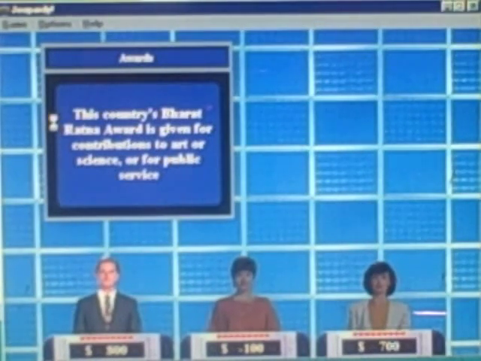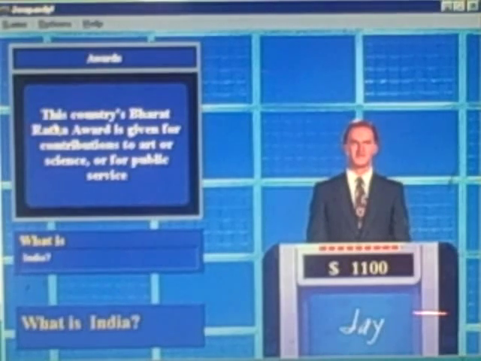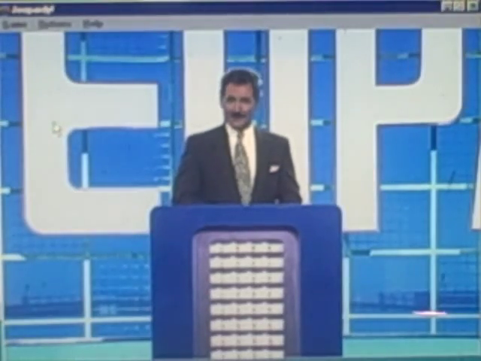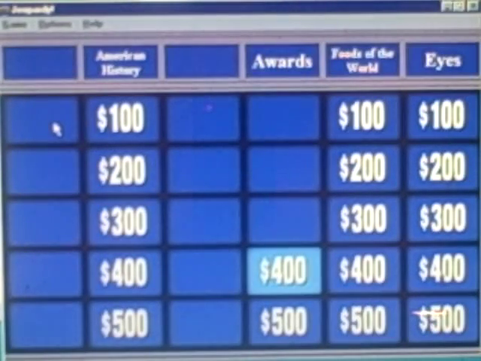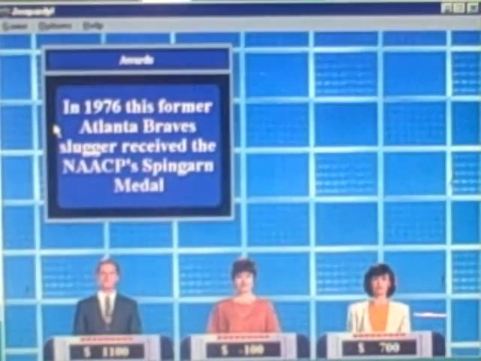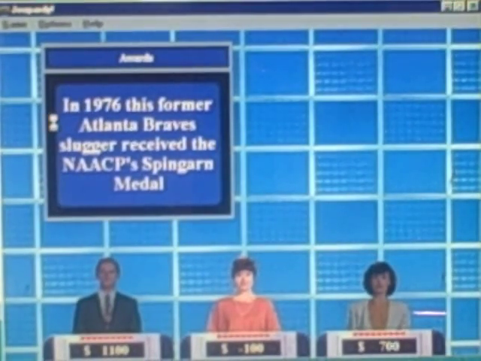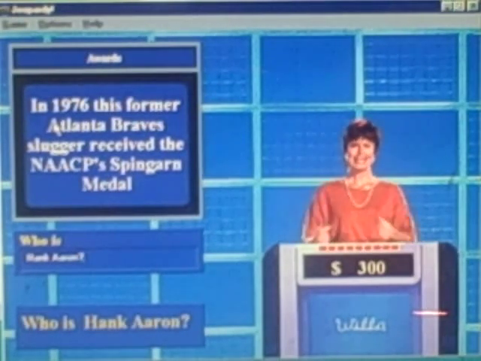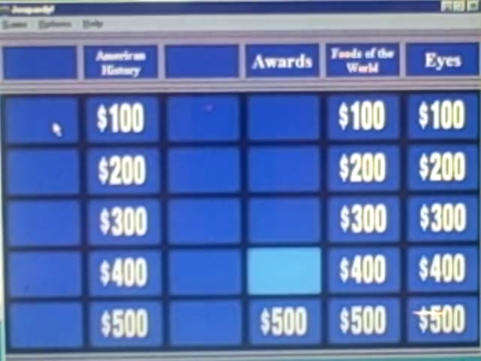Contestant number 1. What is India? Awards for 400. Correct. Contestant number 1. In 1976, this former Atlanta Braves slugger received the NAACP Spingarn Medal. Contestant number 2. Who is Hank Aaron? Yes, that's correct. Contestant number 2. Awards for 500.